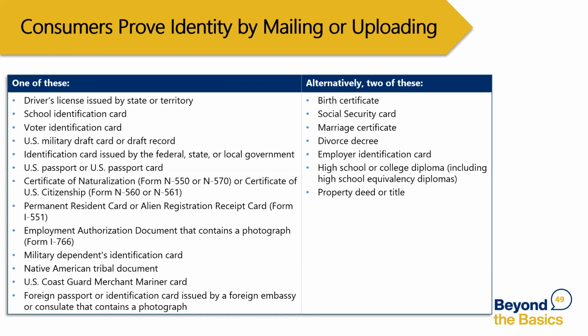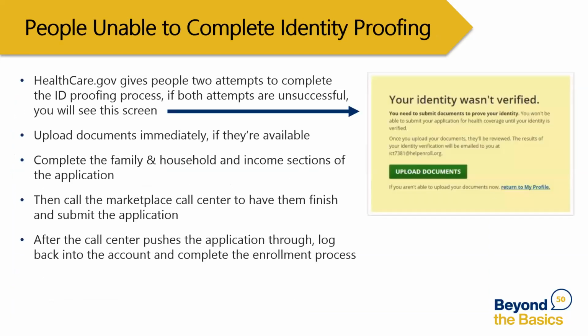So what would that proof look like? Well, you know what? It looks a lot like that other list I showed you beforehand, right? So there's a bunch of different documents that can be utilized that will prove identity, and those can be submitted on healthcare.gov. Next slide. So healthcare.gov, the way that this would work is that basically the person is going to be given 2 different attempts to complete the identity proofing process.